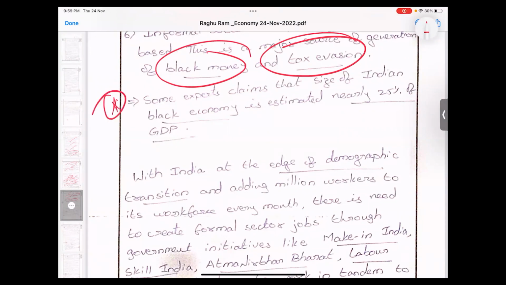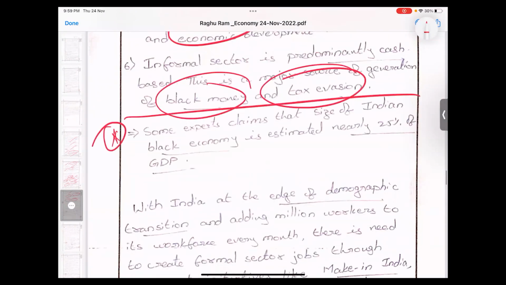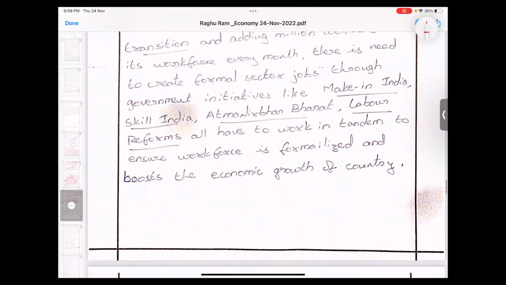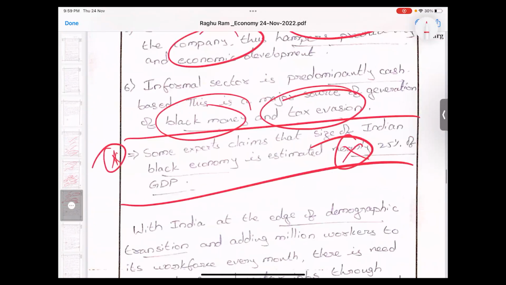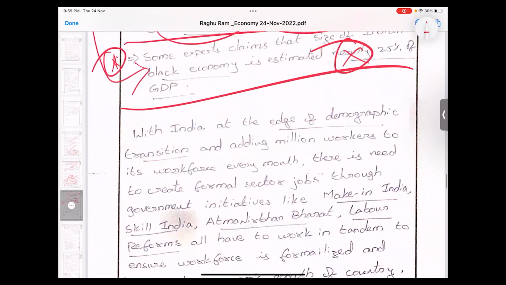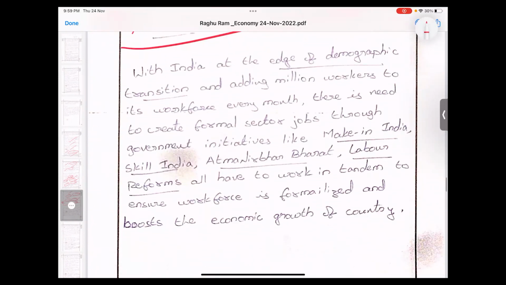Black economy, this point up to here, it is okay. This point is not required. It is not about black economy, right? You tried to relate informal sector with black economy. Okay, I'll give it to you. But then again, you are writing next fact about black economy, not required. Sir, there are many other points which we discussed, that you can write. Okay, sir.